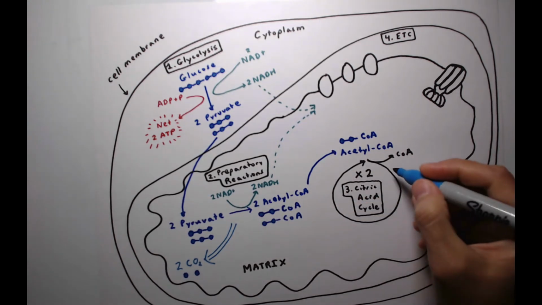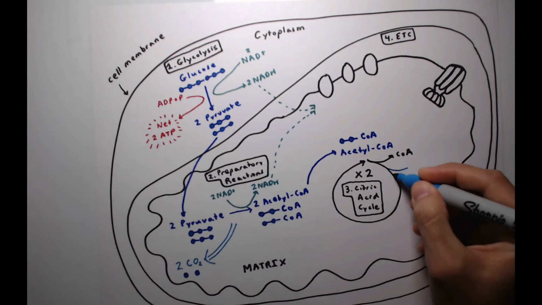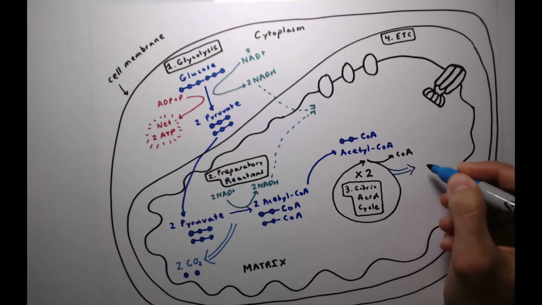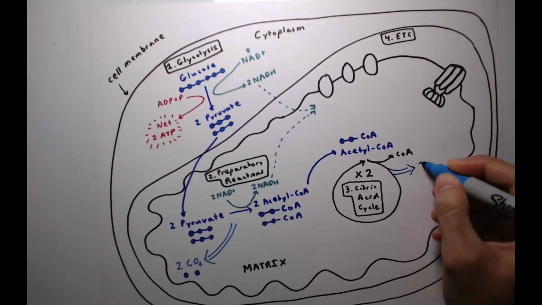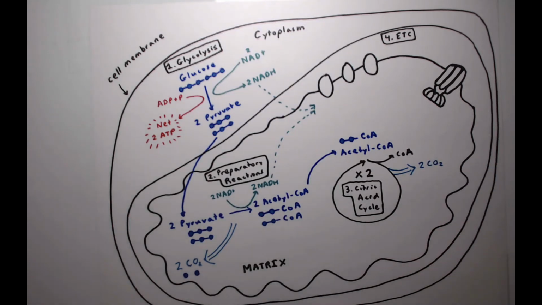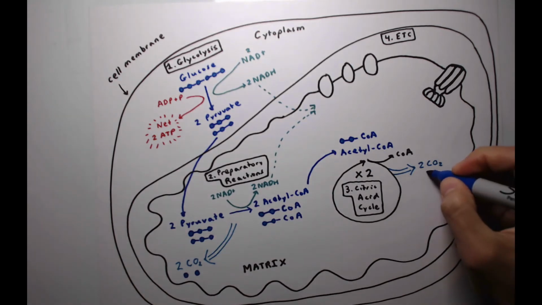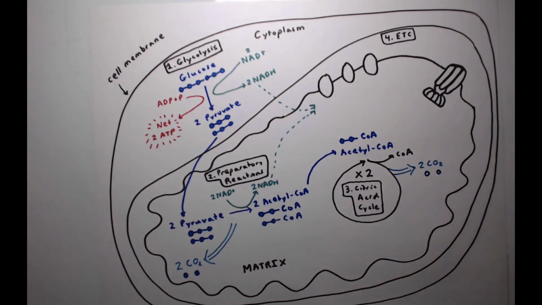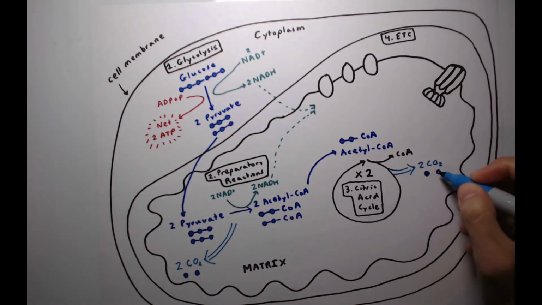molecule. The acetyl group is then completely broken down. Therefore, the last carbon-carbon bonds from the original glucose molecule have been broken. Since each acetyl group has 2 carbons, 2 carbon dioxide molecules are produced for each acetyl-CoA molecule that entered the citric acid cycle, for a total of 4 carbon dioxide molecules produced.